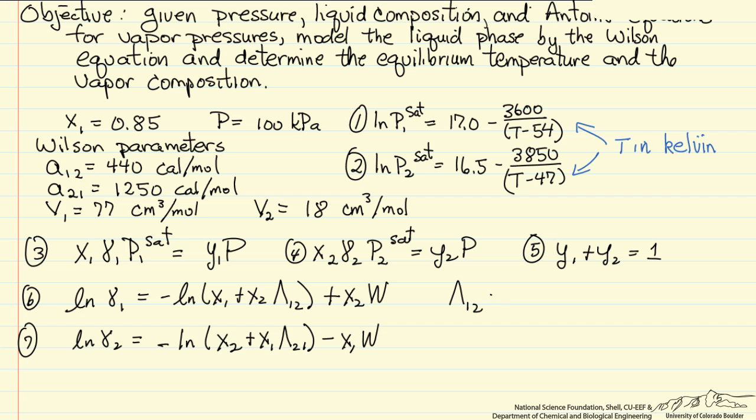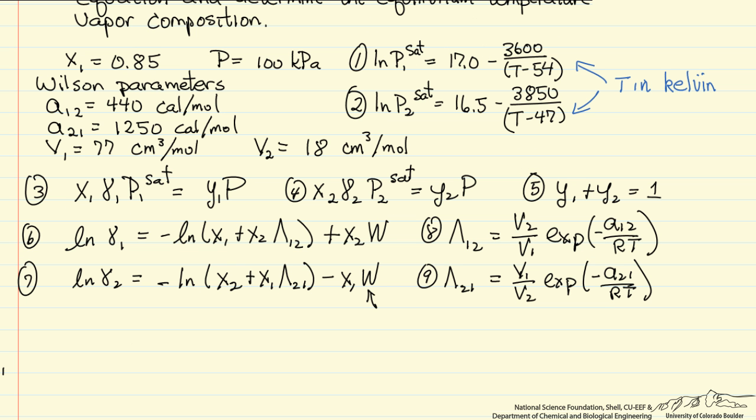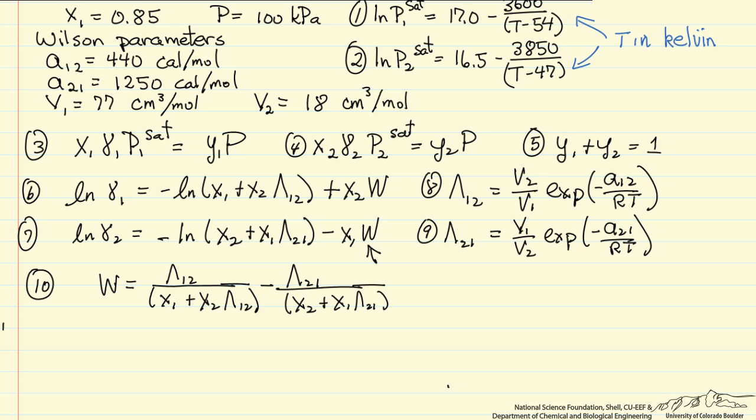Now, this is equal to V2 over V1. These are the parameters that are given in the problem statement. And the exponential, again, parameter A12 is given in the problem statement. And likewise, a similar expression. And we have one more equation, namely, what's the value of W? I'll write that down. So W is in terms of these parameters, and x1 and x2.